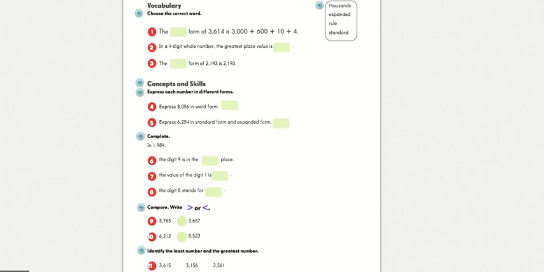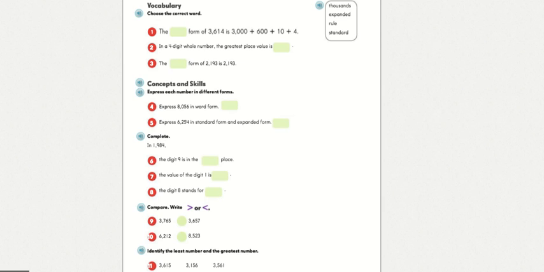Complete. In 1,984, the digit 9 is in the which place? Here's the 9. Is that the thousands place? Nope. It's the hundreds place. Yep.